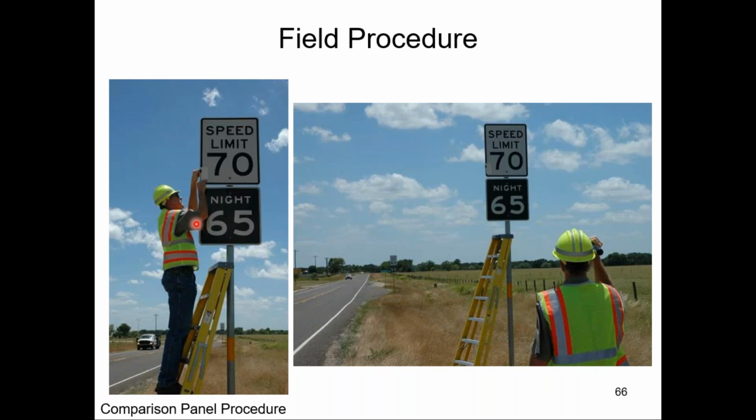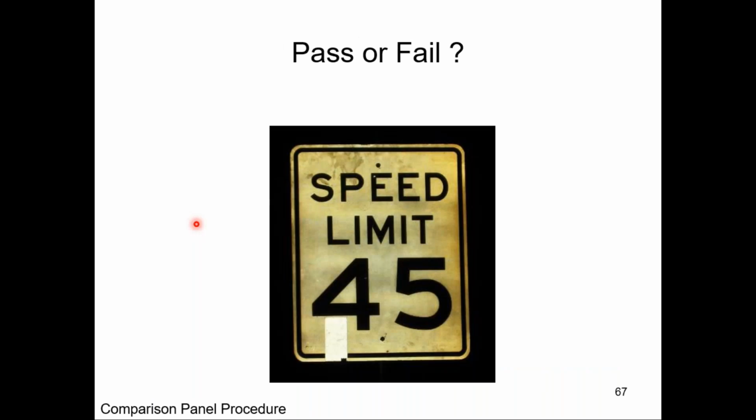And here you see some more pictures. Notice a ladder is probably going to be needed. And again, remember, we shouldn't use signs to make the pass-fail determination, but here we're just doing it for educational purposes. Notice here that the comparison panel is brighter than the white on the sign. So I would say this sign would fail and should be replaced.